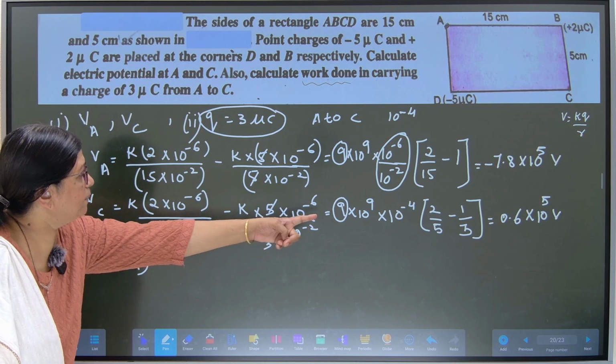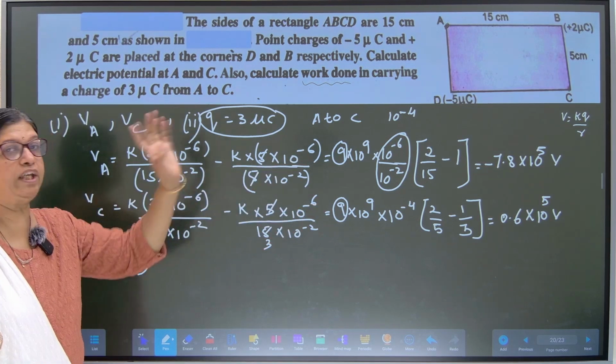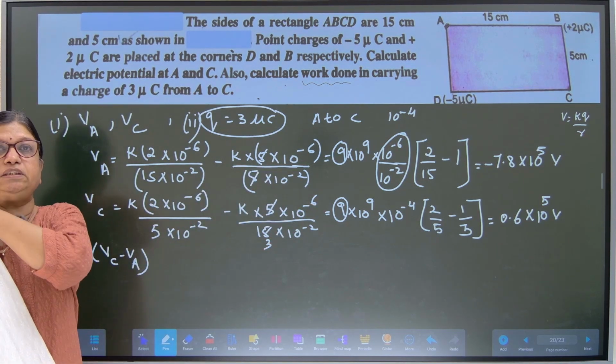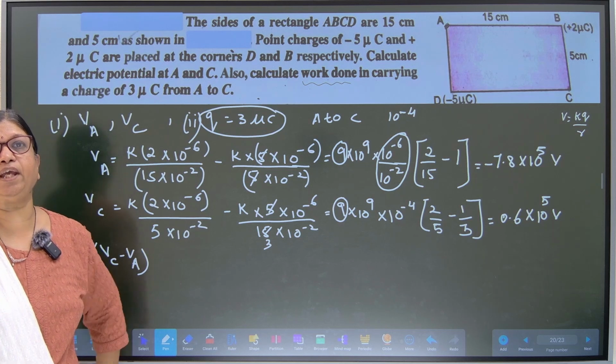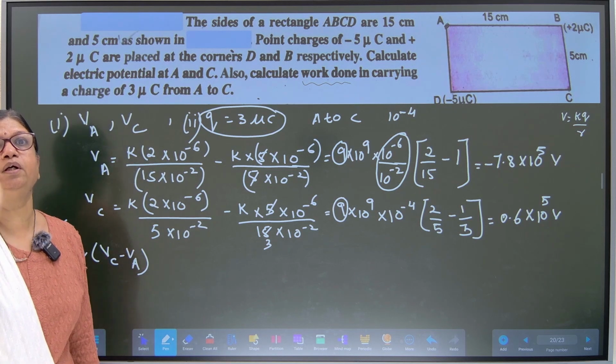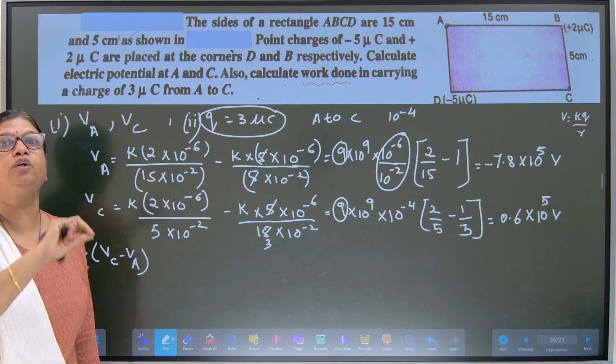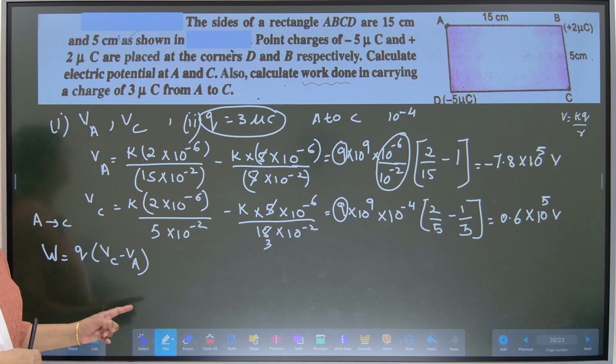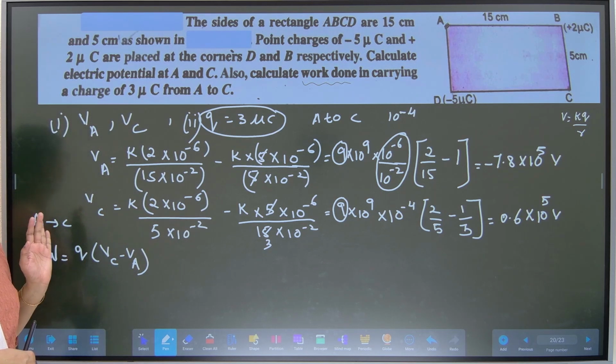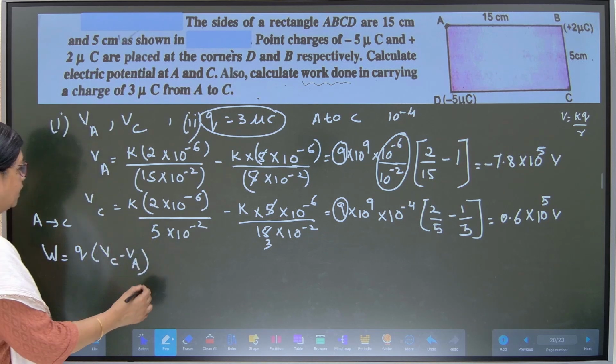Okay, VC is at a bigger potential compared to VA. So VC minus VA, because we shift from lower, we have shifted from A to B. We can have a negative potential also, but here we have shifted from A to C. That's why we write VC minus VA. Fine. Okay. So what is my answer?